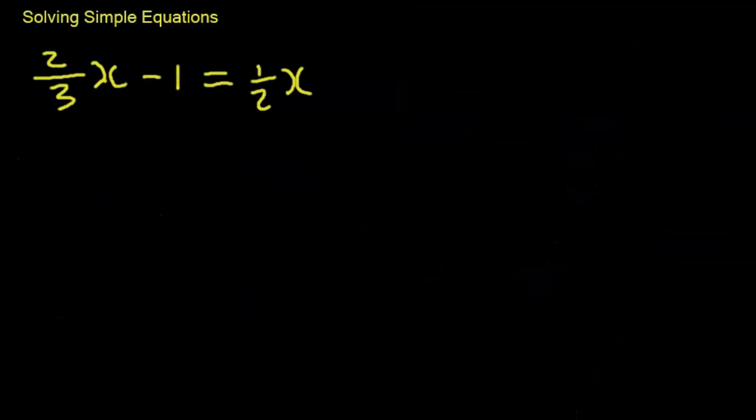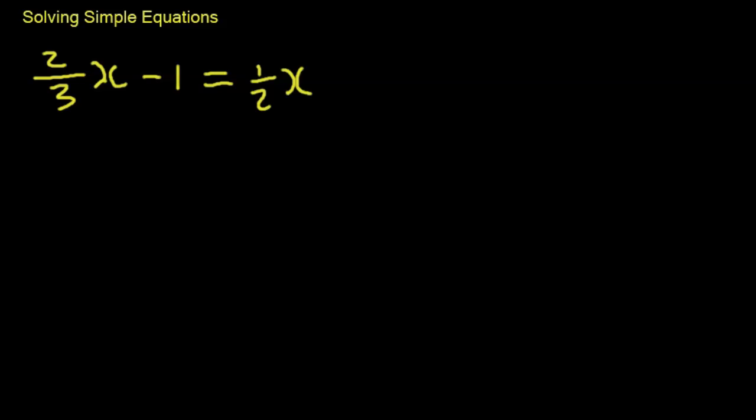Now here is another problem. 2/3 x minus 1 equal to half x. So again, our first objective should be to get rid of the denominators. I want to get rid of the fractional terms. And therefore, notice it's different from the previous example. We have 2 different denominators. We have a denominator of 3, and we have a denominator of 2.